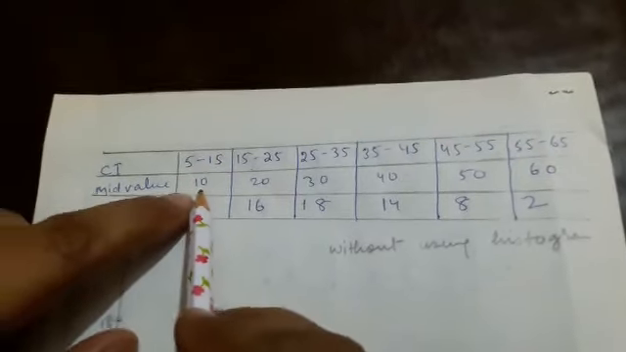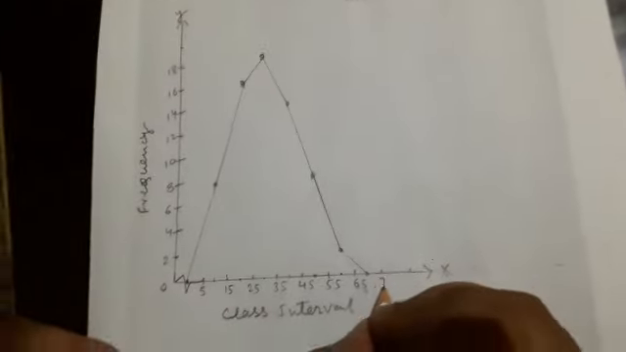So 15 plus 5, that is 20. 20 divided by 2, that is 10. Similarly 20, 30, 40, 50 and 60 are the class mid values, or we can say class marks. Now on the x-axis we will represent the class intervals, and the y-axis will represent their frequencies. So here we will first represent 5, 15, 25, 35, 45, 55, 65, and this is 75.